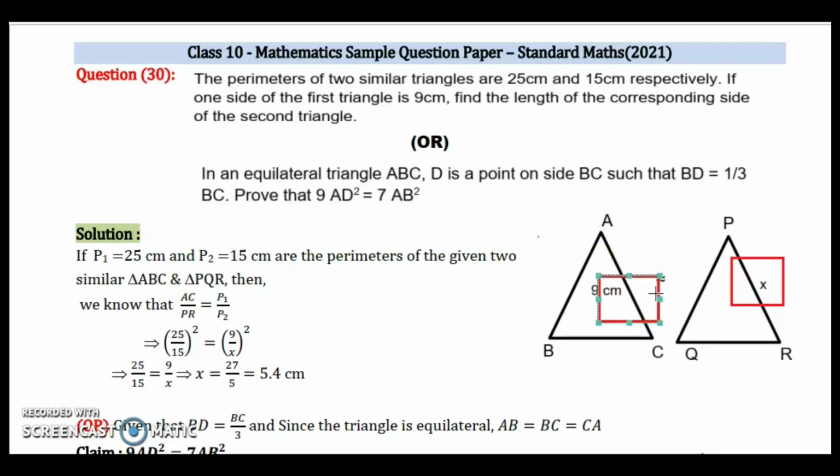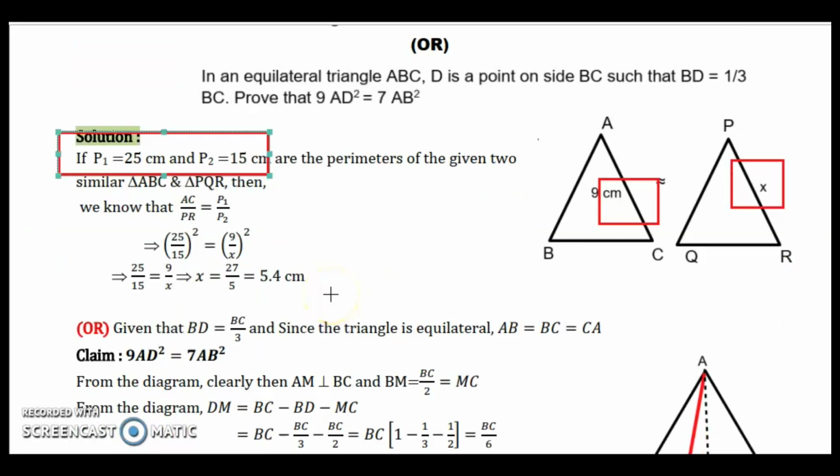ABC and PQR are two similar triangles. The perimeters are going to be 25 and 15. Therefore, let us take P1 and P2 as the perimeters. It is given in the problem, 25 and 15. Since the given triangles are similar, what can we understand from here? The understanding is AC by PR is equal to P1 by P2. Everybody is aware of this, right?